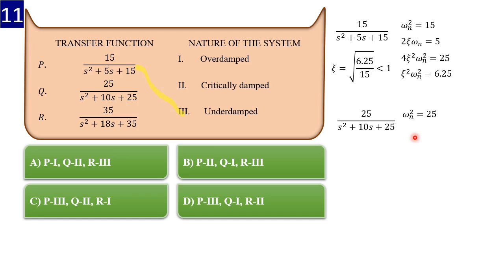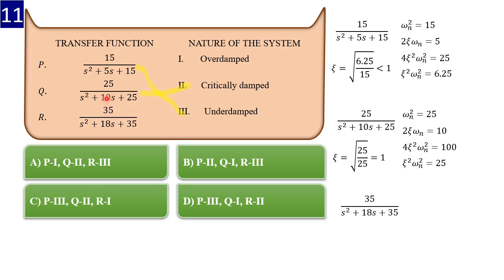Q is this: omega n square is 25, 2 zeta omega n is 10. So square both sides, and we have 25 as the value of zeta square omega n square. So put omega n square here, so zeta will be equal to 1. For zeta equal to 1, it is critically damped. So Q is 2.